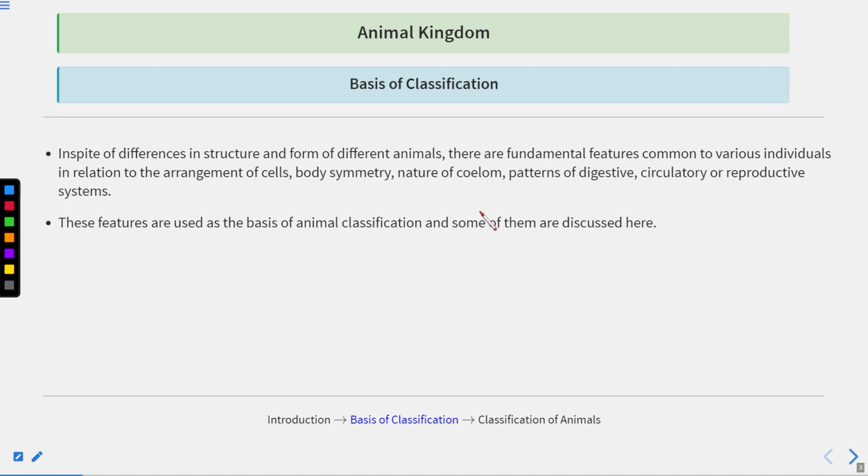Now, in spite of differences in structure and form, different animals have fundamental features common to the various individuals in relation to the arrangement of cells, body symmetry, nature of coelom, and patterns of digestive, circulatory or reproductive system.